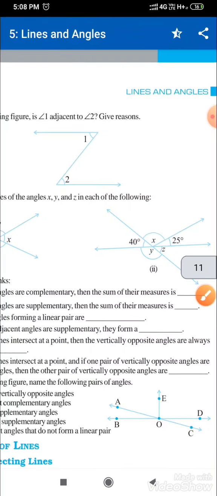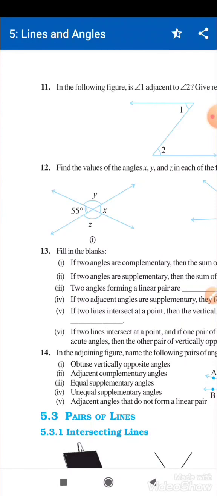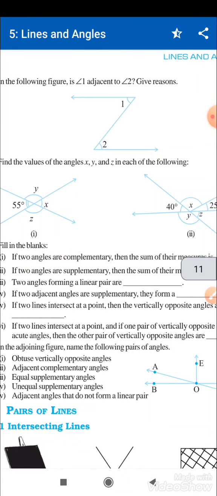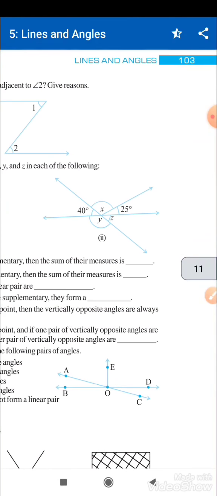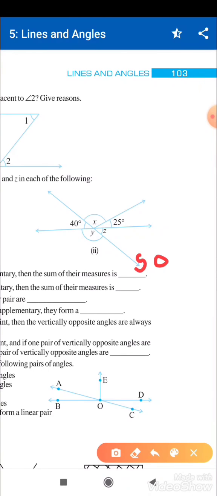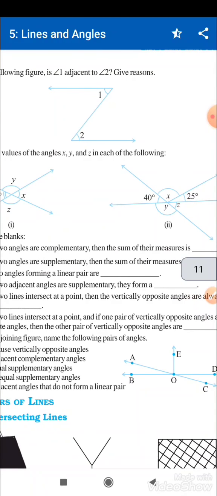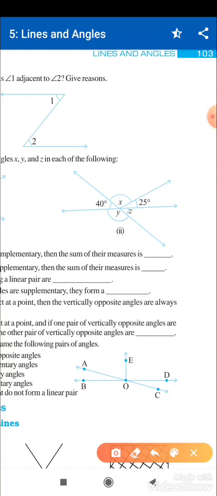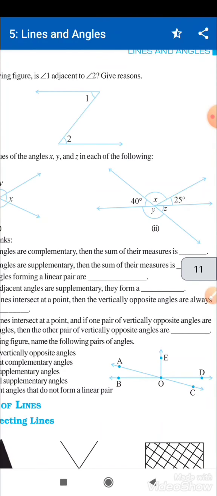In this part we have to find out the values of x, y and z, and two of its angles are given in the question, 40 degree and 25 degree. Now move to our next question. Next question is fill in the blanks, and the first part is, if two angles are complementary then the sum of their measurement is 90 degree. Our second part is, if two angles are supplementary then the sum of their measurement is dash, so its answer is 180 degree. Our next part is, two angles forming a linear pair are, its answer is supplementary.